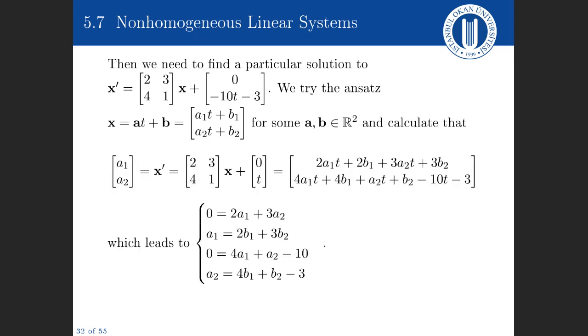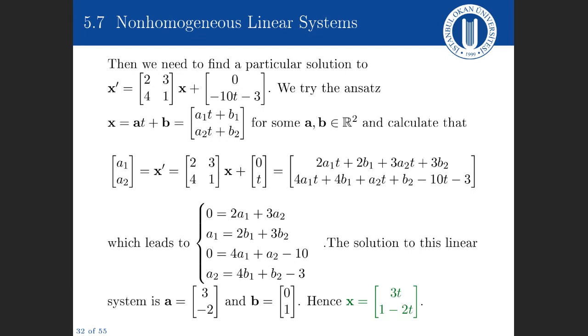We put this into the differential equation, and we find a linear system for a1, a2, b1, and b2. We can solve this linear system to find these numbers. a must be 3, minus 2, and b must be 0, 1. So we found our second particular solution, 3t, 1 minus 2t.